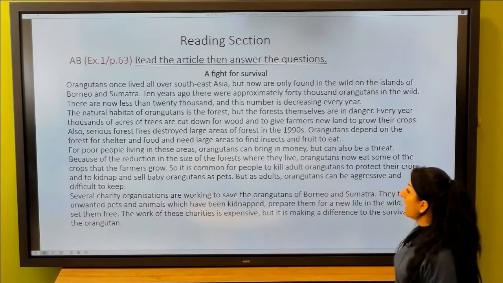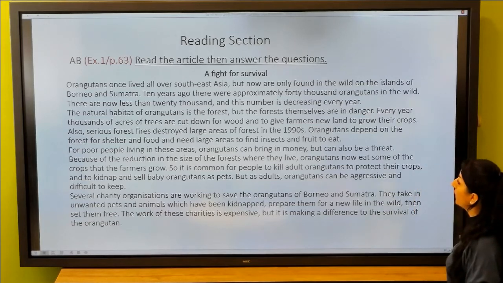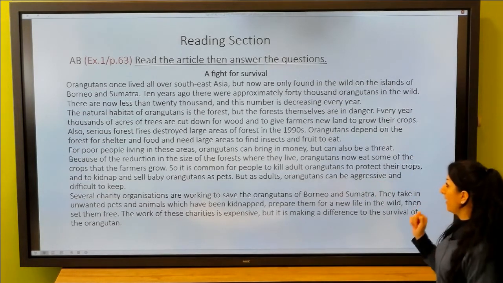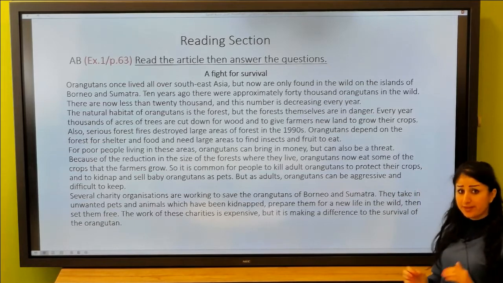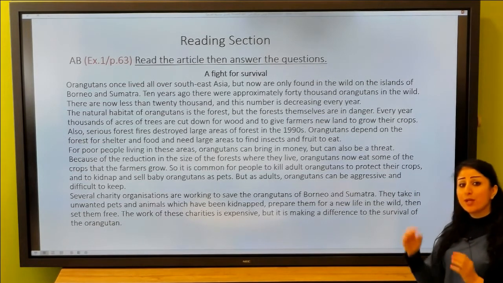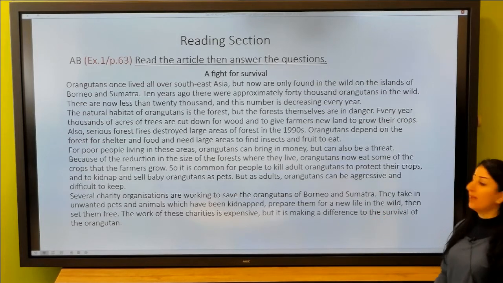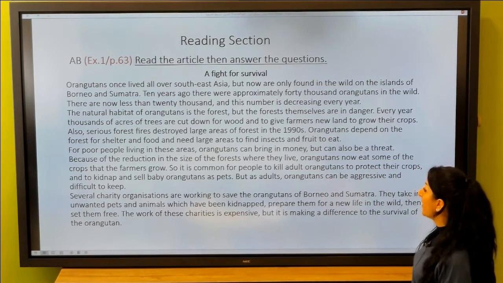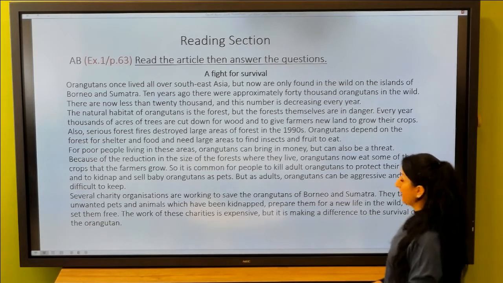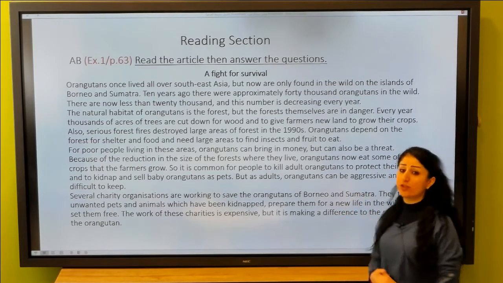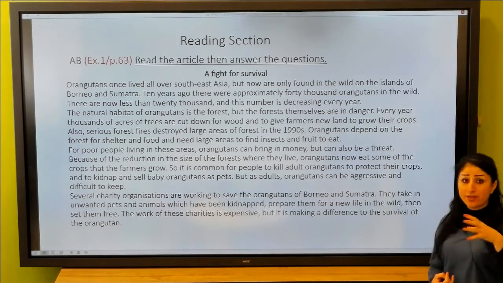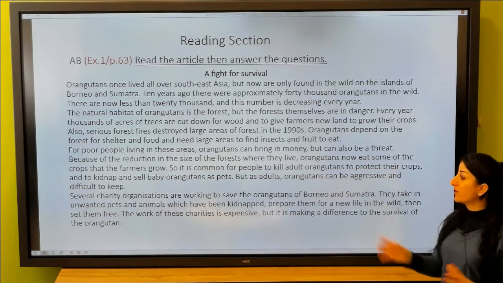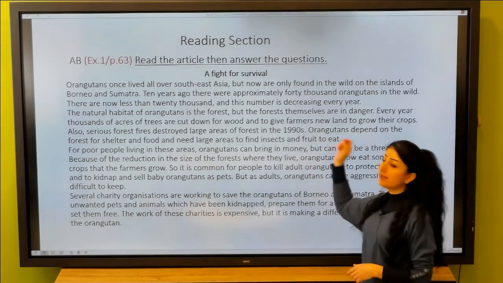Every year, thousands of acres of trees are cut down for wood and to give farmers new land to grow their crops. Like we see, these forests are cut down to make new land for farmers to grow their crops. Also, serious forest fires destroyed large areas of forest in the 1990s. We have 2 reasons that destroy these forests. The first reason is cutting down the trees to make new land for farmers. The second reason was big fires, or huge fires, that happened in the 1990s.